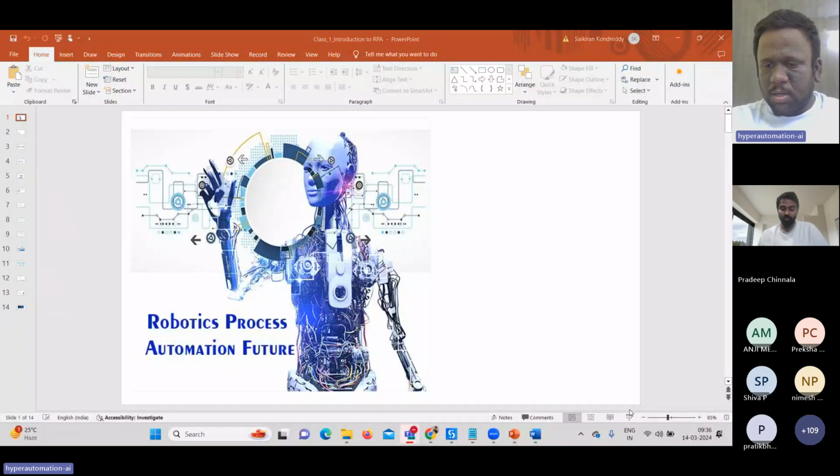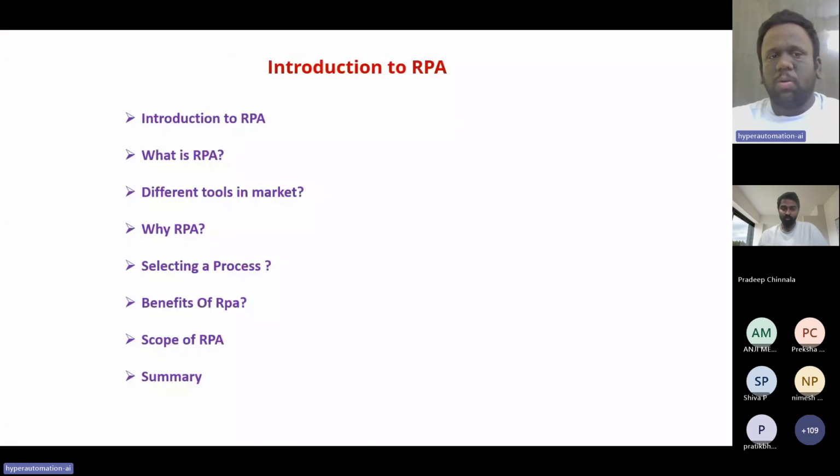So this is our agenda today, where we are going to cover the introduction to RPA. What is RPA? What are the different tools in the market? Why RPA? How do we select a process for automation at a very high level? What are the benefits of RPA and the scope of RPA? And what are the different roles you can experience? And finally, we'll go with the life cycle explanation.